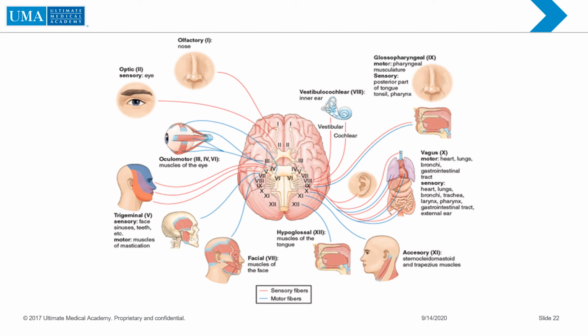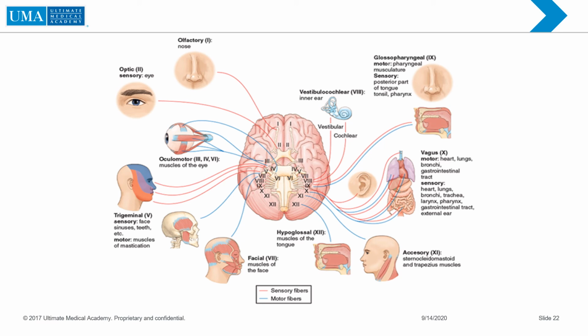So taking a look at some of the names, you can see it's related to the actual structure itself. We have the olfactory, Roman numeral 1, for the nose. We have the optic, which is the sensory nerve for the eye. Then we have the oculomotor, which controls the muscles of the eye. Moving on to the trigeminal sensory, this will control the muscles within our face, our sinuses, teeth. And then also we have facial nerves for the muscles of our face. Moving on here, we have the hypoglossal, which controls the muscles within the tongue.